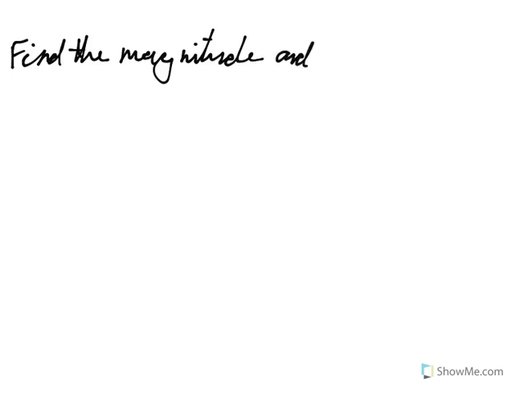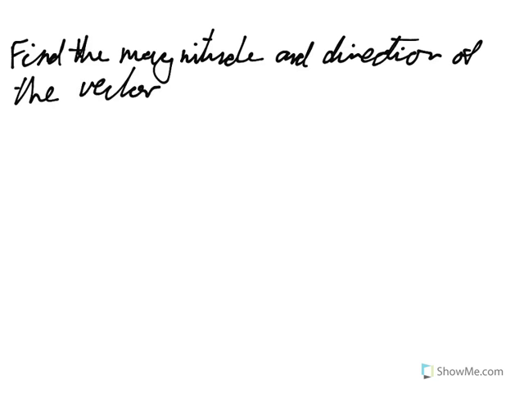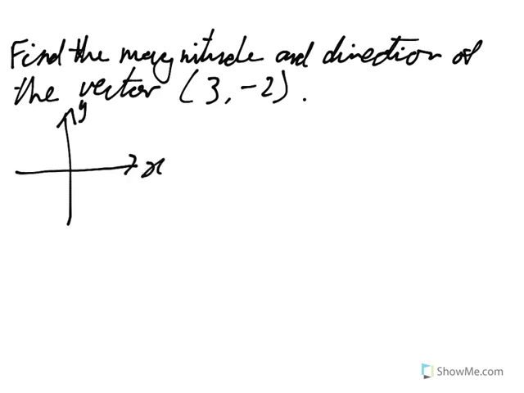So we've got to find the magnitude and direction of the vector 3, -2. Alright, so we might want to do a bit of a quick sketch as to what that looks like. 3, -2, so it's 3 in the x direction, -2 in the y direction. So there it is, goes there like so.